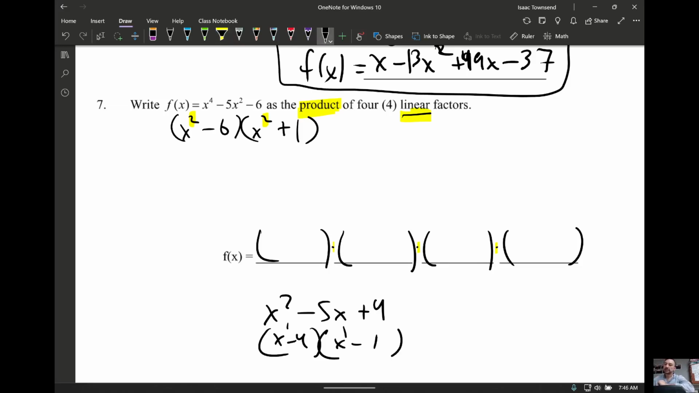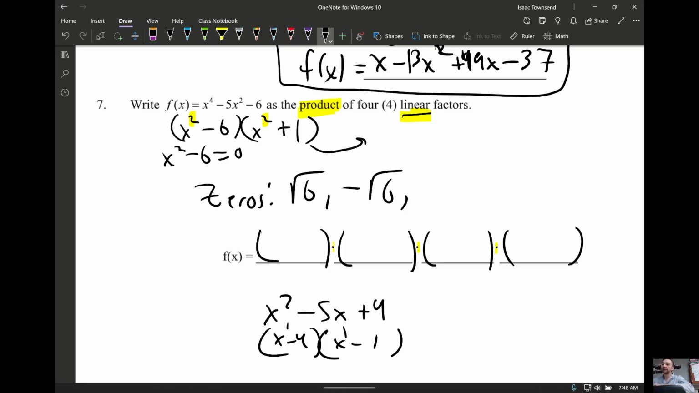So if I set this equal to 0 and solved, I'm going to just find the zeros. I would add the 6 over, take the square root of both sides, so plus or minus. If I did the same thing over here, subtract the 1 over, take the square root of both sides, plus or minus. And if you have the zeros, you can just do x minus a zero to get a factor. So x minus a zero, x minus a zero, x minus a zero.